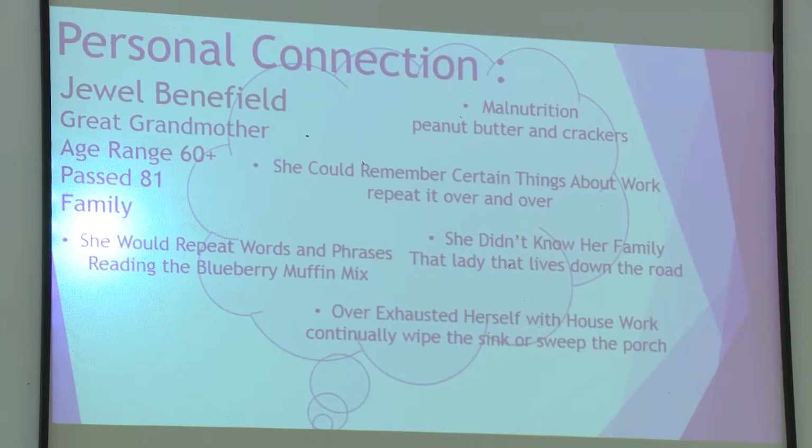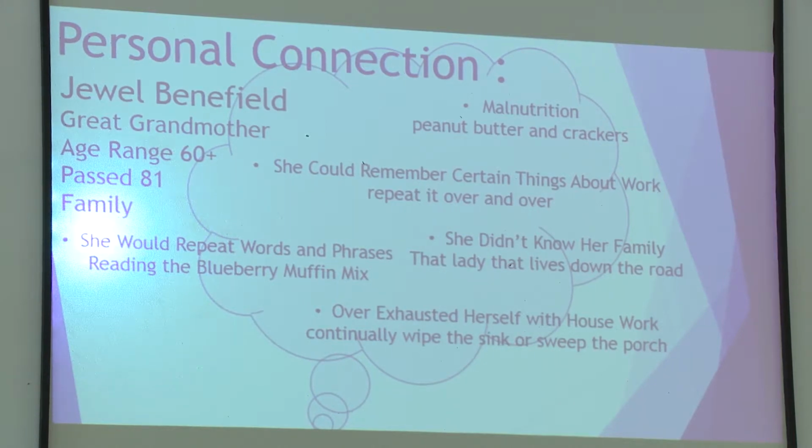She would repeat words and phrases. I remember one time she would sit on the couch and there was a magazine for blueberry muffin mix, and she would read it to me and all the ingredients, and she'd put it down, and in about 2 minutes she'd pick it up and do the same thing, and that would go on continuously.